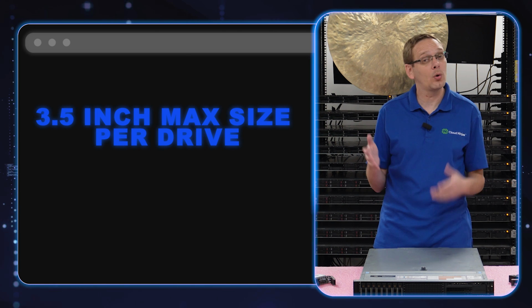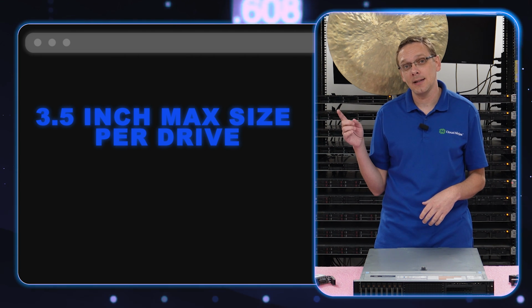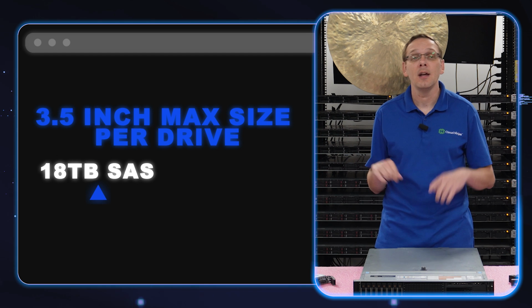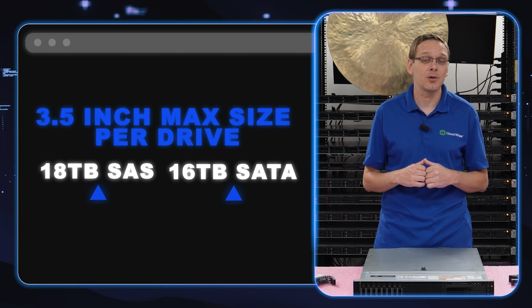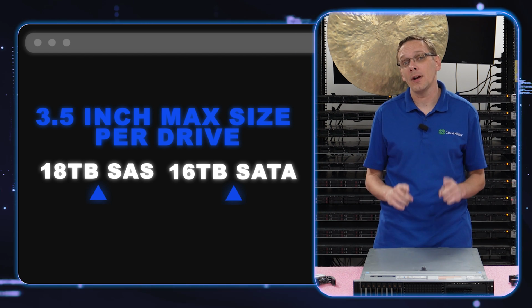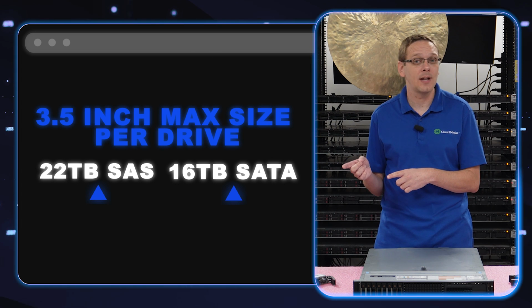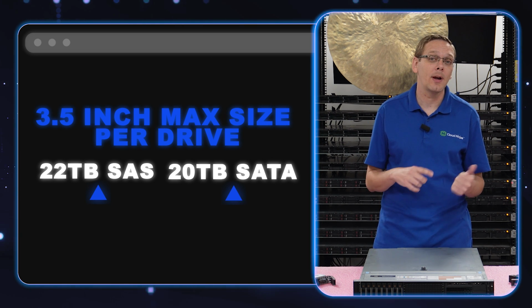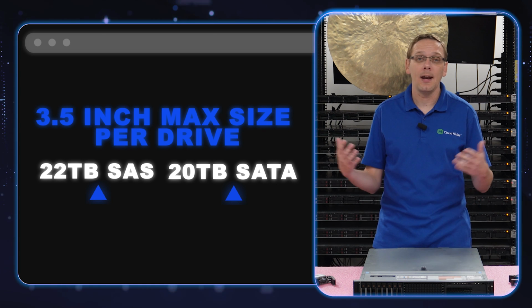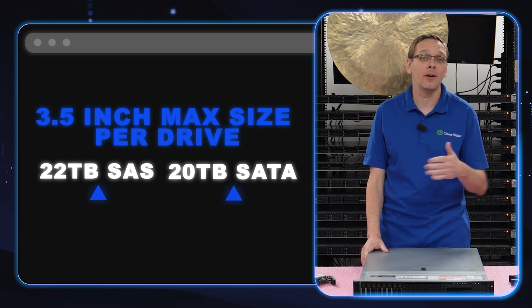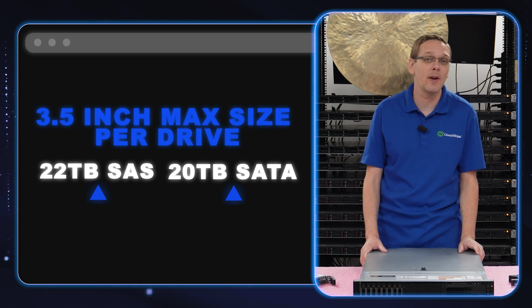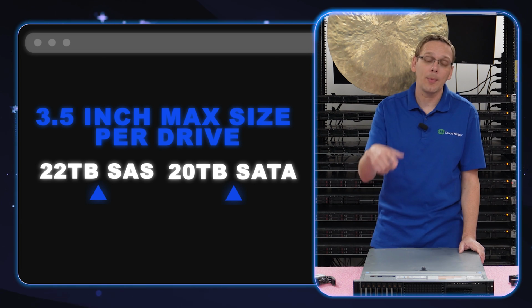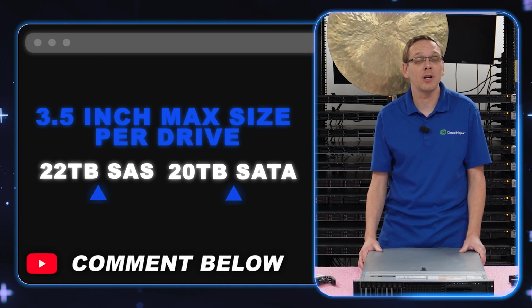So you can get, according to Dell spec sheets, 18 terabytes on the SAS hard drive side and 16 terabytes on the SATA hard drive side. Now, we've played around with that and we've actually been able to validate 22 terabytes on the SAS hard drive side and 20 terabytes on the SATA hard drive side. And I'm sure you can probably go a little bit higher, and there'll be new stuff that comes out in the future. So do us a favor, if you put something bigger in, drop a comment down below, let the other users know, they'd appreciate that and they'd be interested to hear.